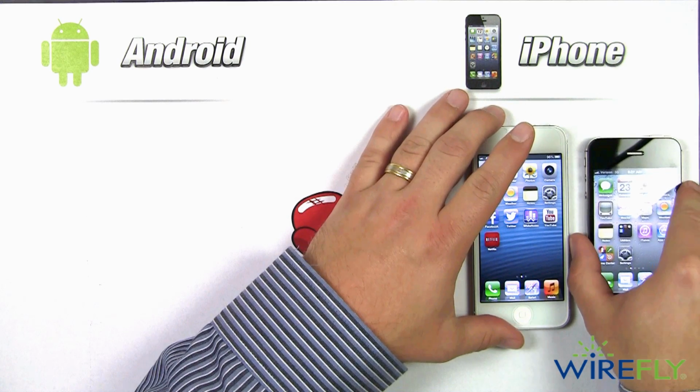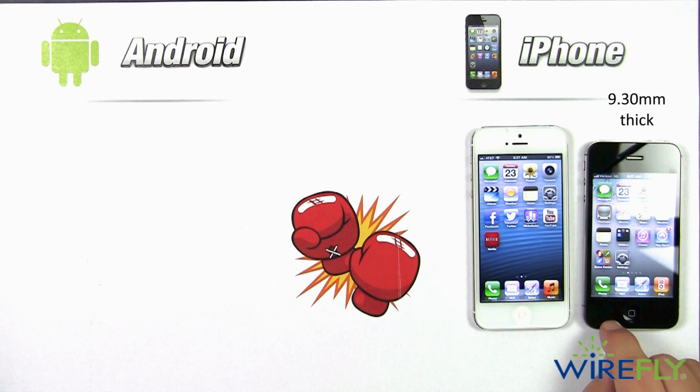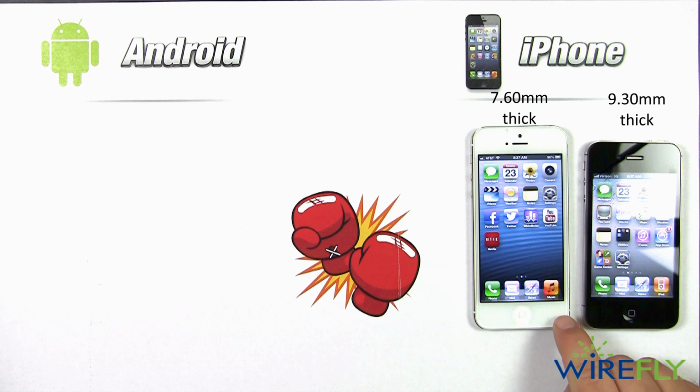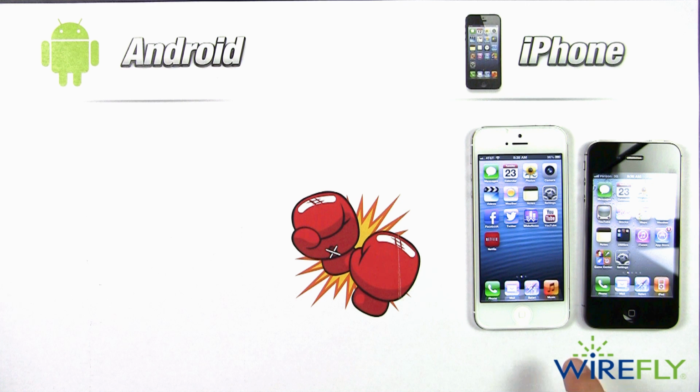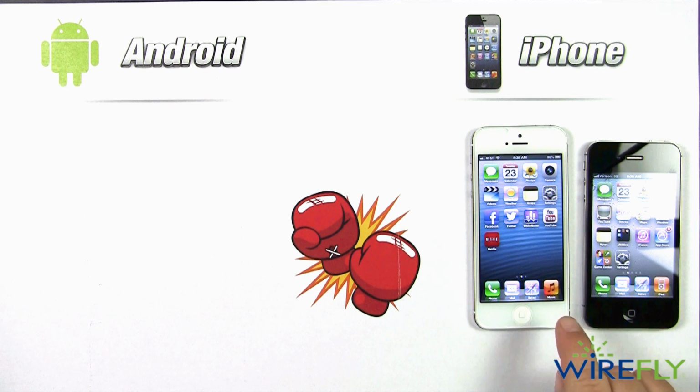One of the other big differences is the thickness and the weight of the iPhone 5 versus the iPhone 4S. The 4S is 9.3 millimeters thick, where the 5 is only 7.6 millimeters. And the weight of the iPhone 4S is 4.94 ounces versus the iPhone 5's 3.95 ounces. So there absolutely was some engineering going on to make the phone thinner, lighter, and have a larger display. There are some advancements from the 4S to the 5.